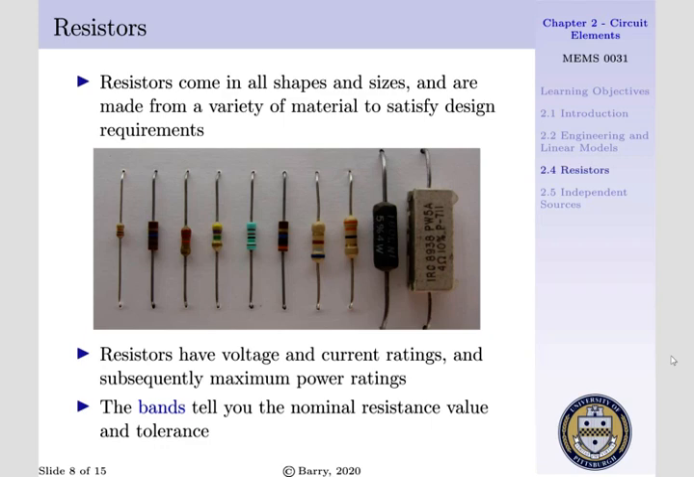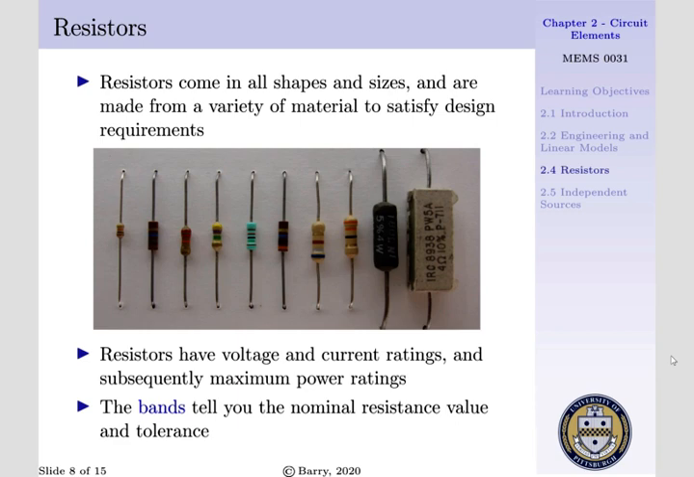Now, resistors come in all shapes and sizes, and they're made from a variety of materials to satisfy various design requirements. The picture below shows a variety of resistors. Now, resistors have voltage and current ratings, and subsequently maximum power that they can dissipate. The bands on these resistors tell you the nominal resistance. There are 4, 5, and 6 band resistors.